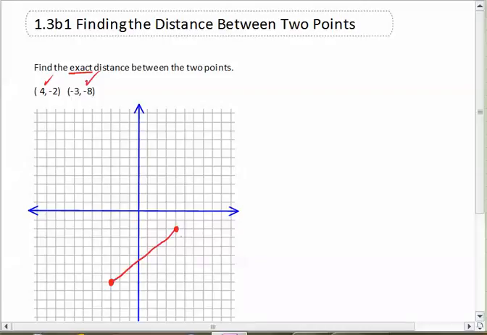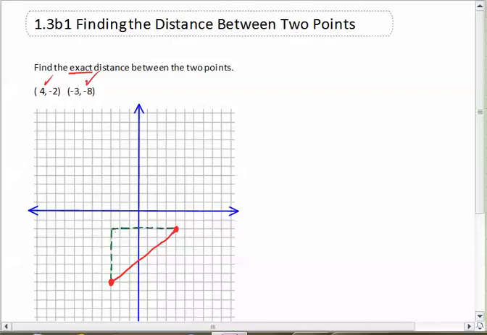Now, I could estimate the distance, but because it's going across the grid diagonally, it would be an estimate, and it says to find the exact. So I'm going to need to figure out a way to do this differently than just looking at it. So let's recall that we have a method of finding diagonal distances.